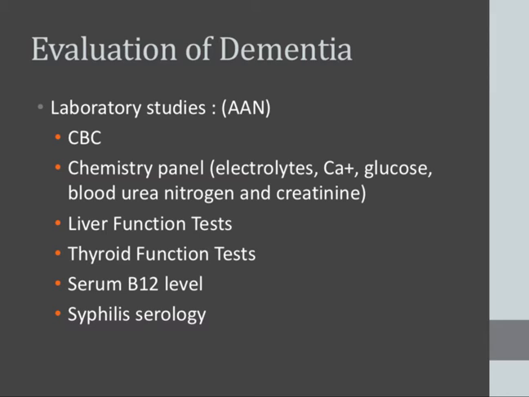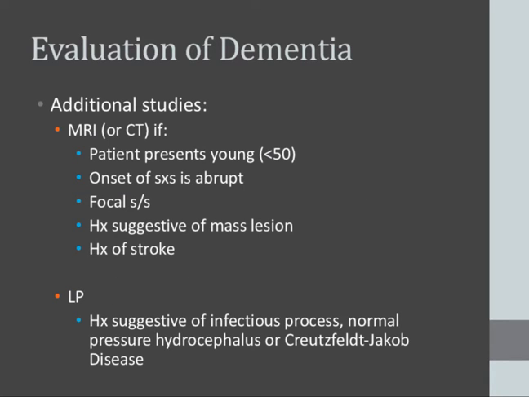The things that we're looking for are all things that can cause different types of dementia. We see dementia in hypothyroid patients, certainly with B12 deficiency, patients who have syphilis. All of these things can lead to dementia, so we're going to look at all these things. Imaging studies are considered appropriate for an initial evaluation.